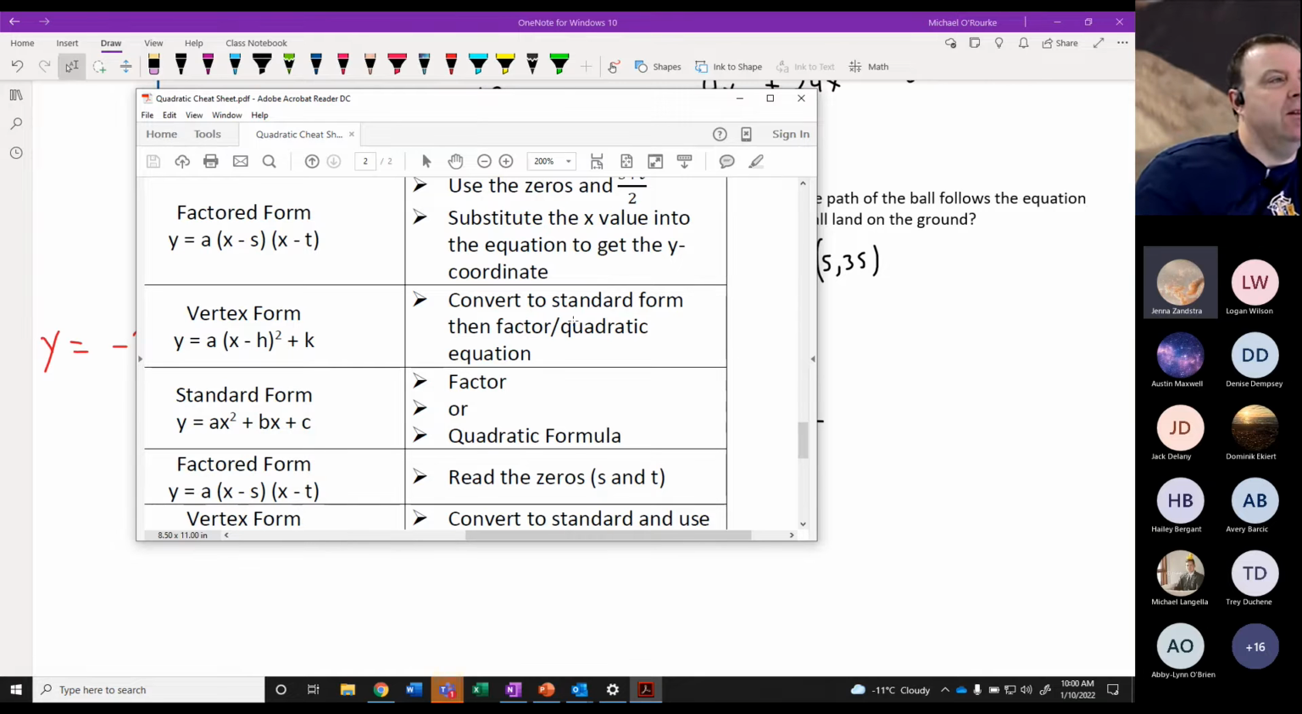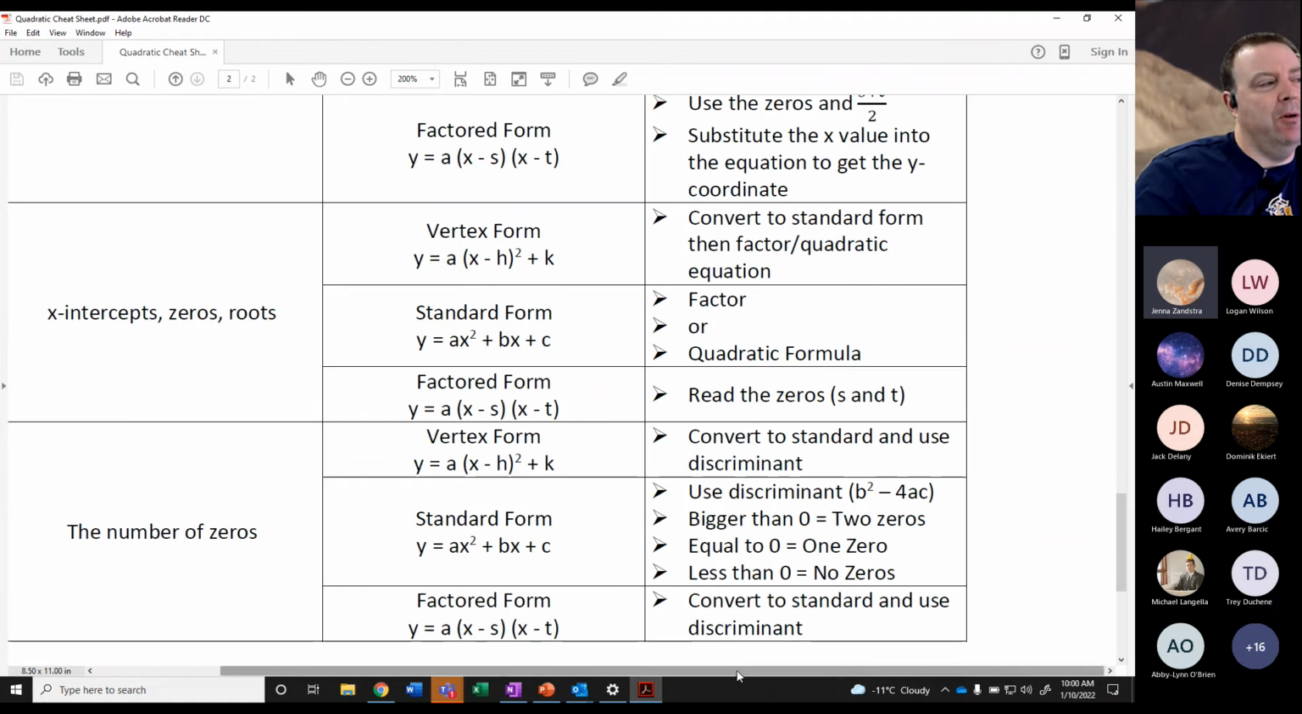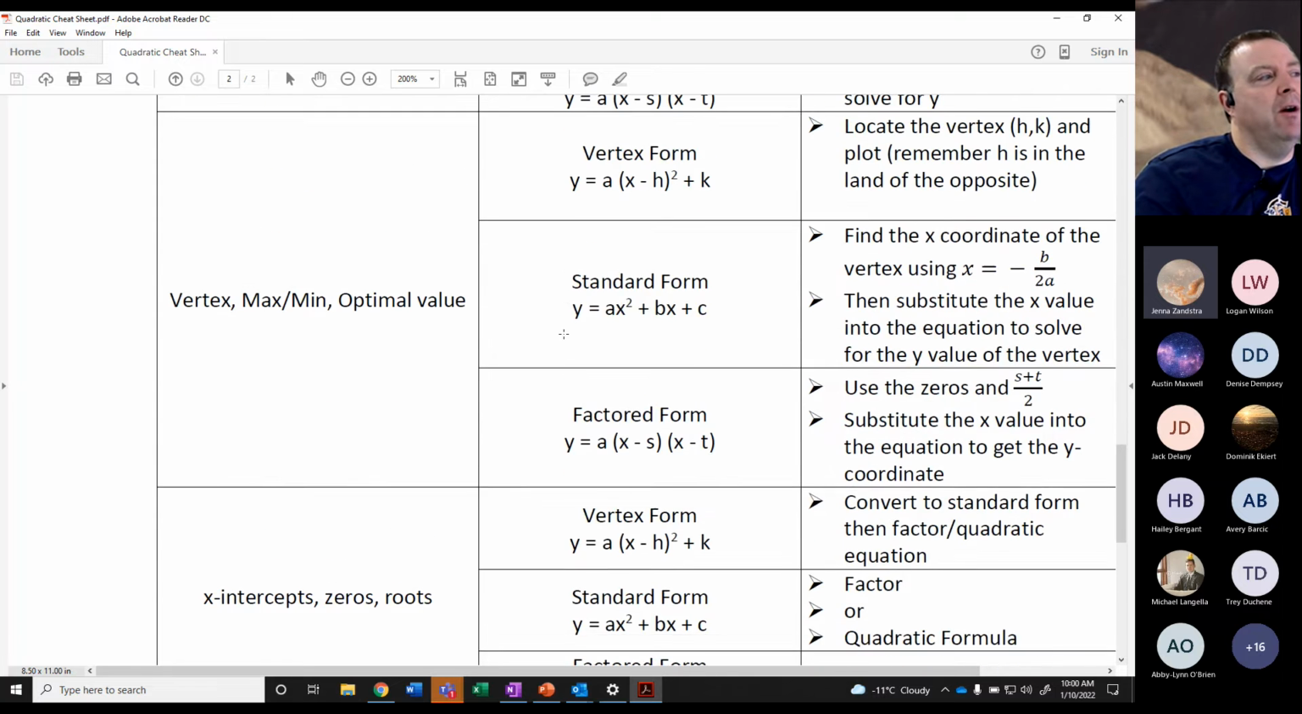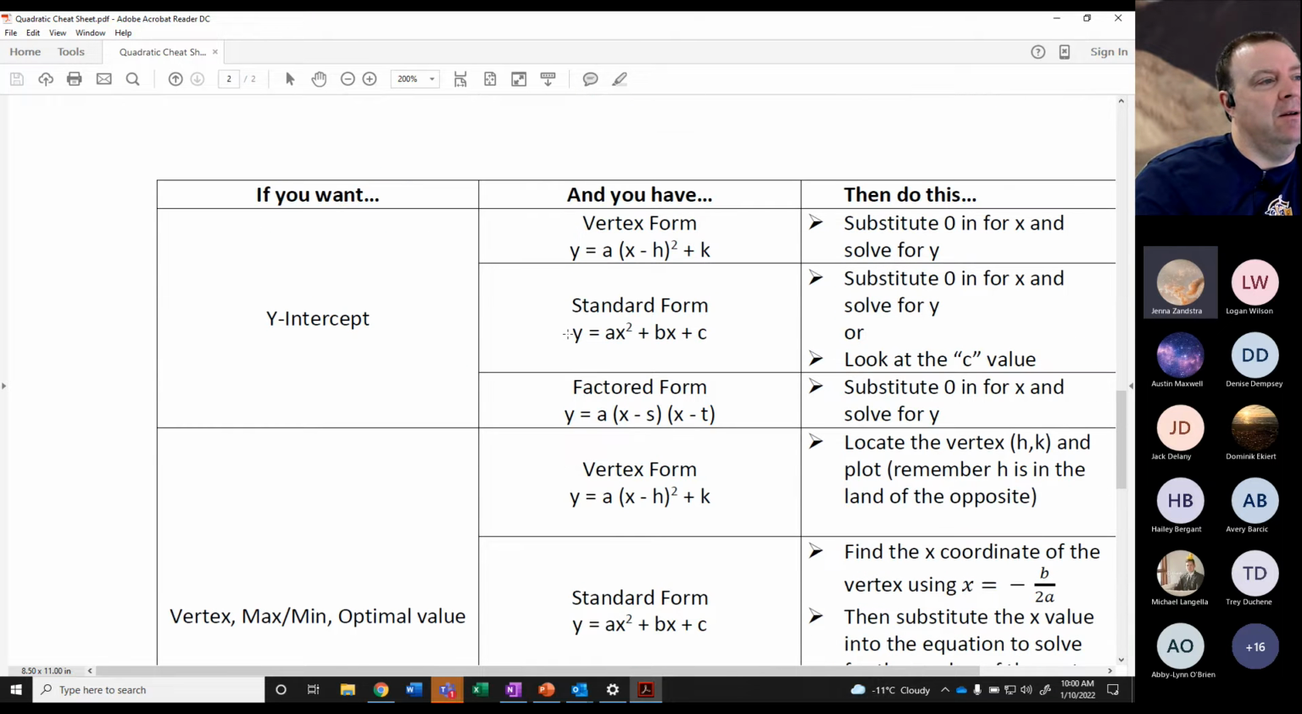Yeah. So this is where I'm introducing how to use the cheat sheet and why we're learning to move things around. Because in this case, the question's asking, okay, we want the root, we want the zero, right? So I had to convert to standard form first. Just like before, if we had a, well, that could work too. All right.